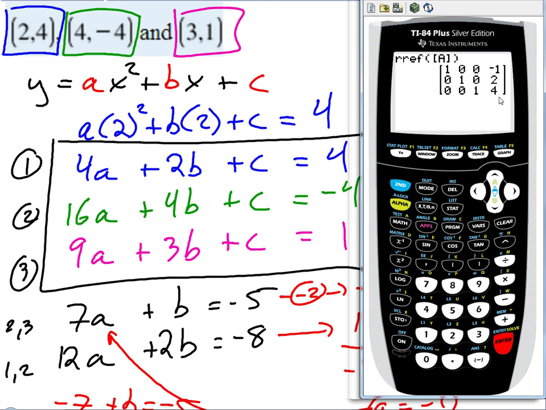Does that make sense? Can you go back to the matrix that you plugged into, so I can look at it? Sure. Okay, so we just plugged in just those equations? Yep. 4, 2, 1, 4, okay, right? 16, 4, 1, -4, right? Yeah.